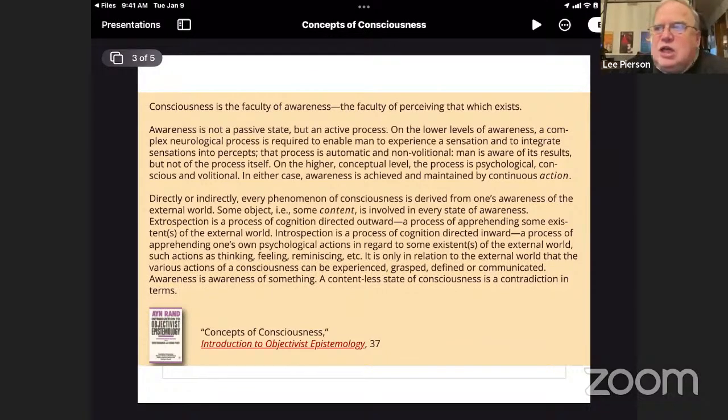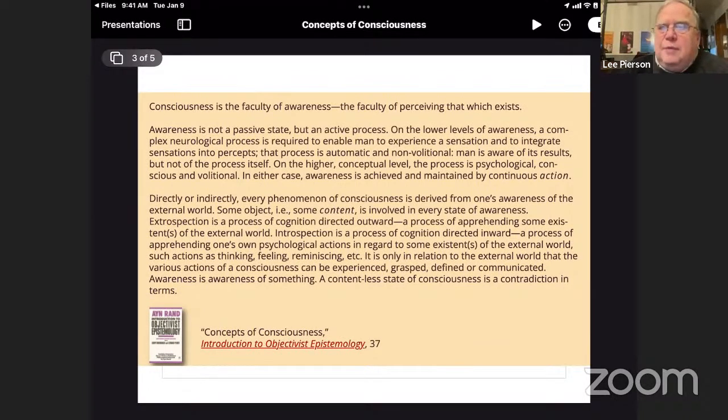"On the higher conceptual level, the process is psychological." That's interesting, that she contrasts psychological with what? Neurological. It's an interesting contrast. I'm not going to say anything about it right now. I'm just going to say it's interesting. You can say something, Bob, if you want to. I think she's contrasting it with perceptual.